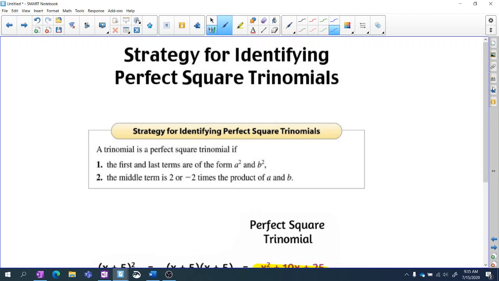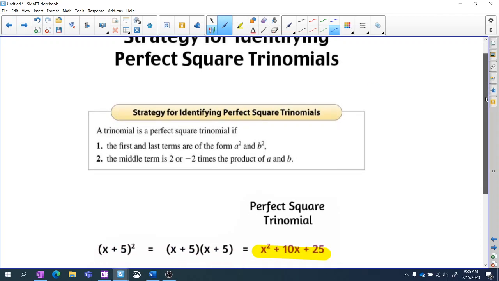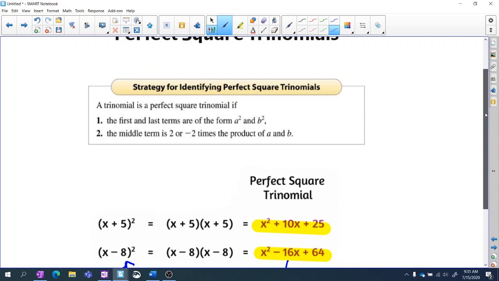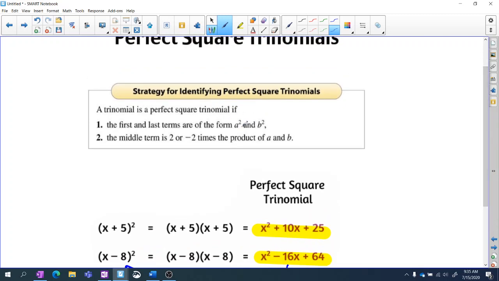So as I was saying, the first and last terms have to be of the form a squared and b squared. That just means perfect square. So if you look at this one, x squared, if I said to you, is that a perfect square? Hopefully you'd say, yeah, it is. The square root of it is just x. The last term, plus 25, is also a perfect square. Its square root is 5.